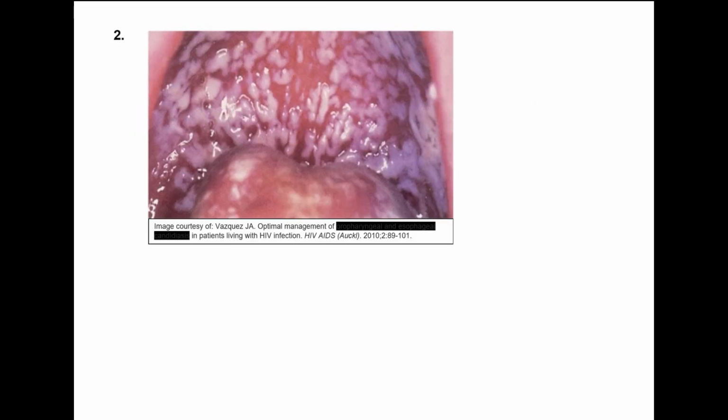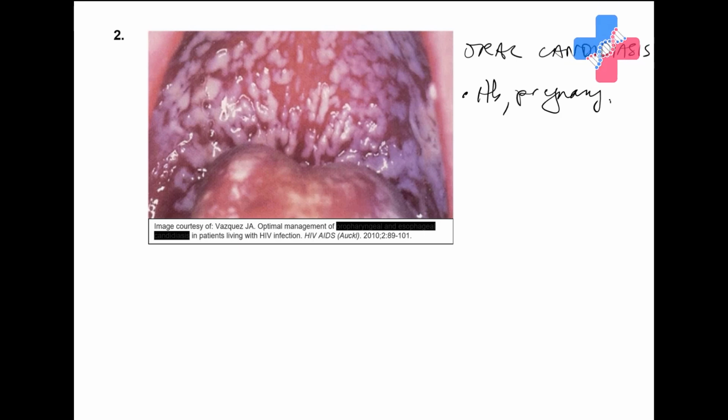A second characteristic infection of immunosuppression is oral candidiasis. Candida albicans walks the line between opportunistic infection and normal flora. It's often found in normal people who develop the infection when they have minor changes such as treatment with antibiotics, pregnancy, or the development of diabetes.